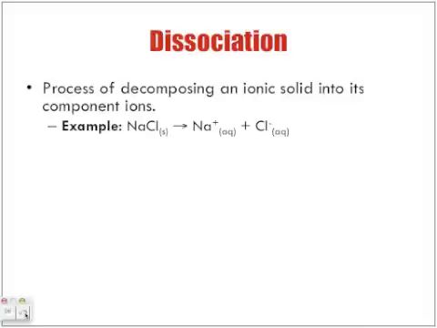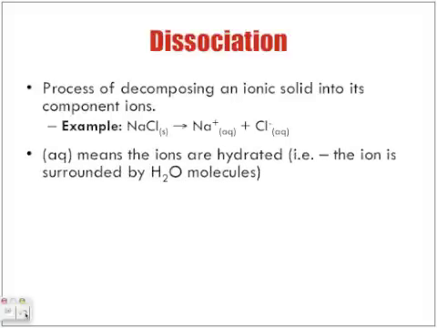Dissociation is the process of decomposing an ionic solid into its component ions. So NaCl can be broken down into its Na positive and its Cl negative ions. Aqueous means that ions are hydrated. The ion is surrounded by water molecules, as we've talked about earlier on. Think about one of the diagrams I showed you.